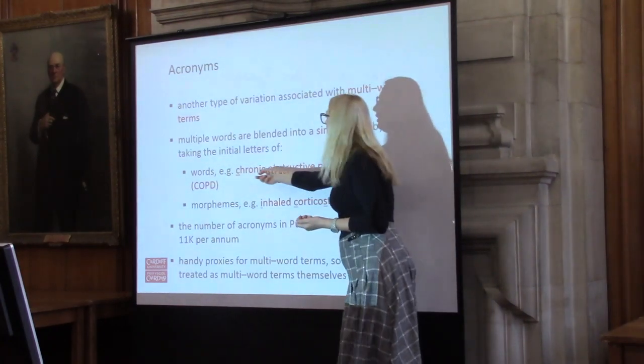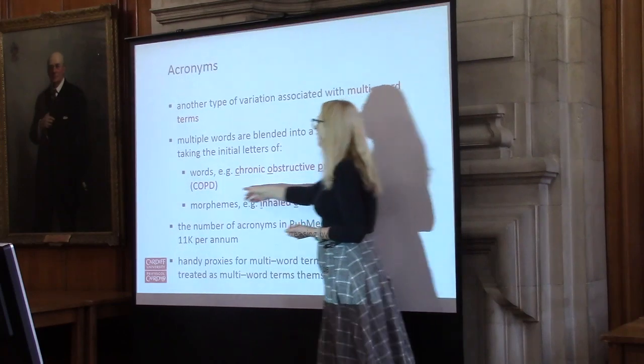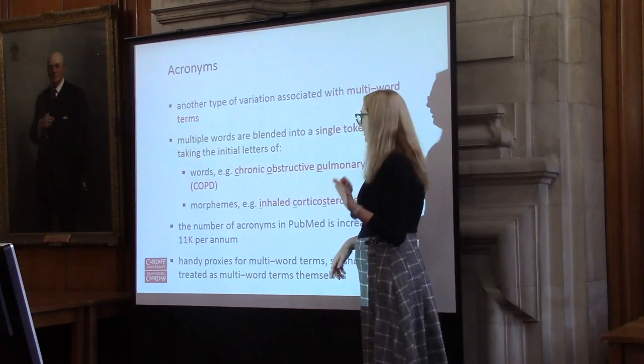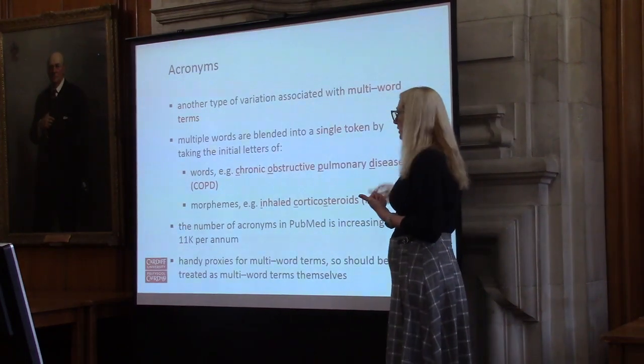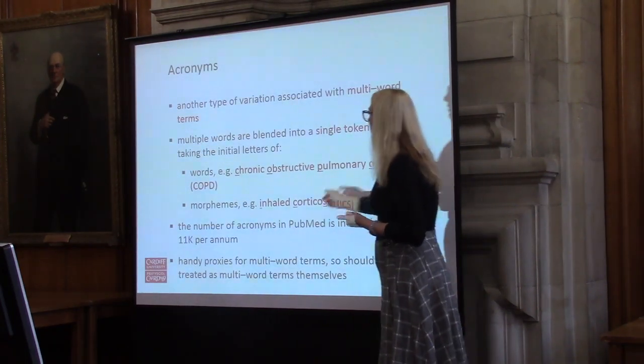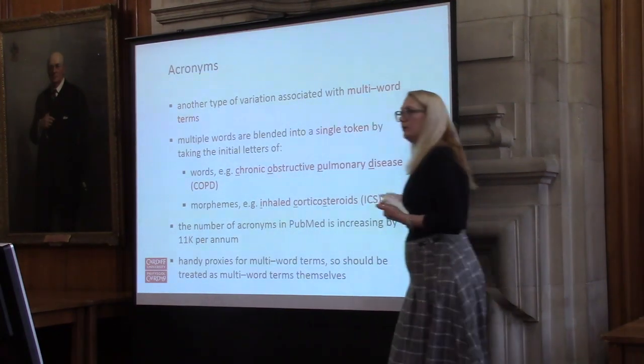So here we have words like chronic obstructive pulmonary disease. We take the initial letters and we create a new word. But in effect, this is 4 words. This is chronic obstructive pulmonary disease. Or we have inhaled corticosteroid, ICS, 2 words, but here only 1.